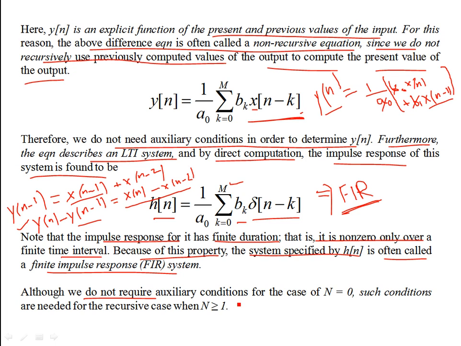So although we do not require auxiliary conditions for the case n equal to 0, such conditions are needed for the recursive cases. But it is saying recursive cases, but an FIR system can also be non-recursive. They can be recursive, they can be non-recursive, right?